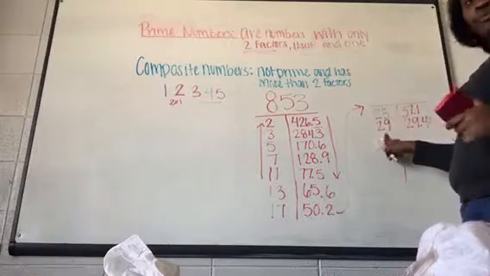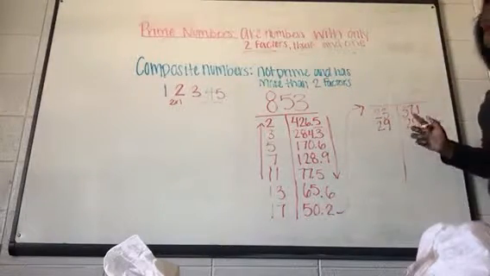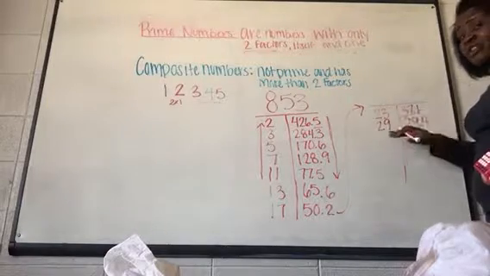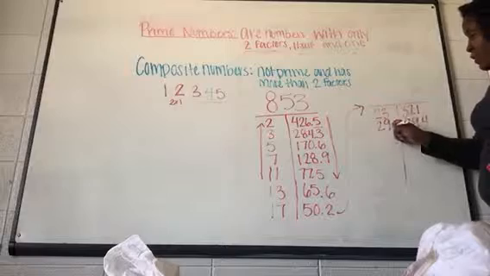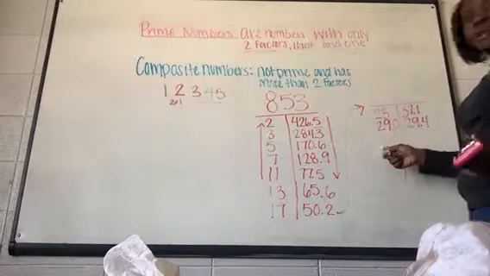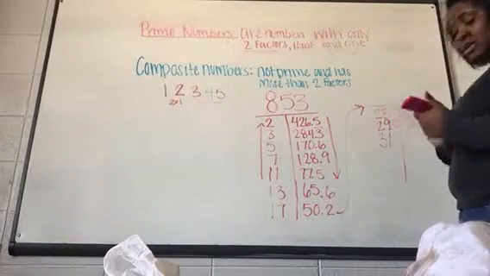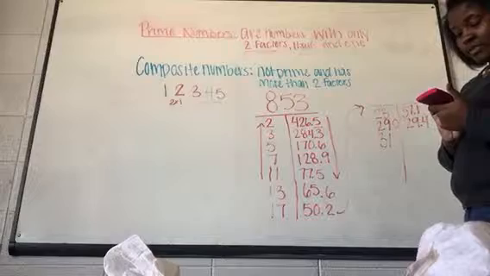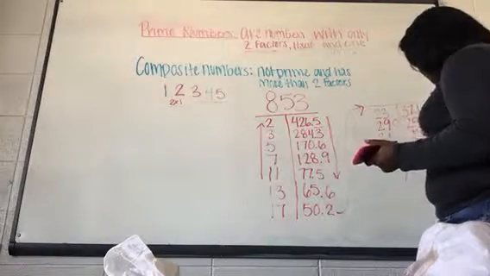Whoa, let's stop here. 29 and 29.4 are not the same number, but they're very darn close. The difference is 4/10. So we'll see with number 31, but we're getting really close. 853 divided by 31 equals 27.5.